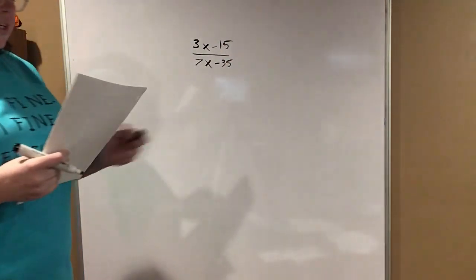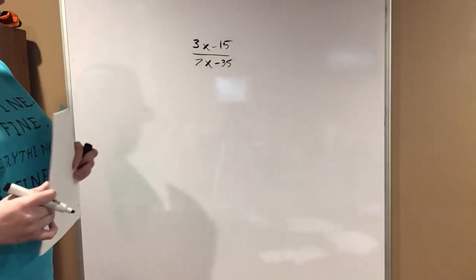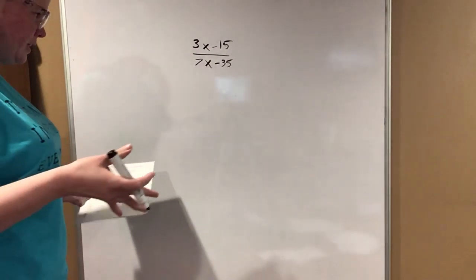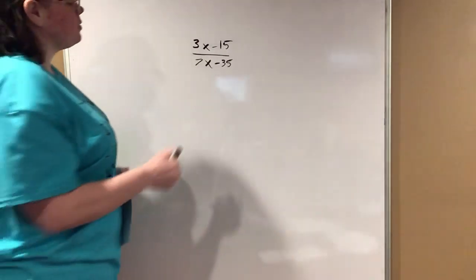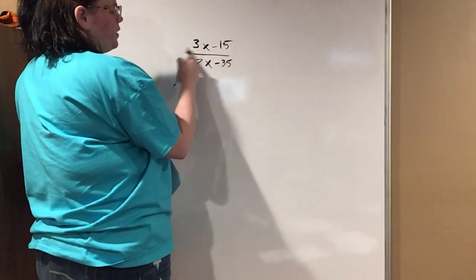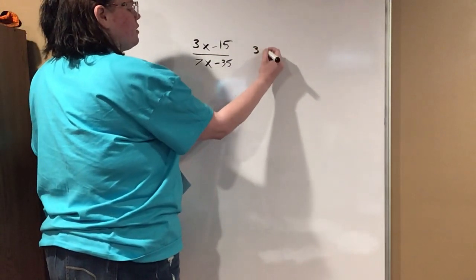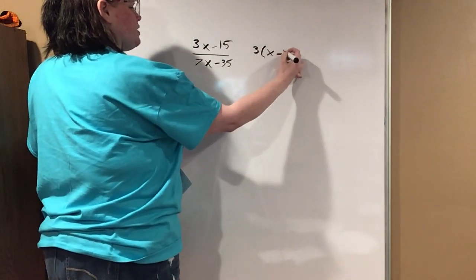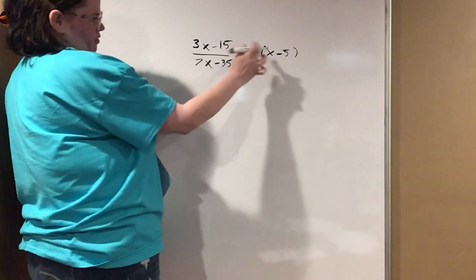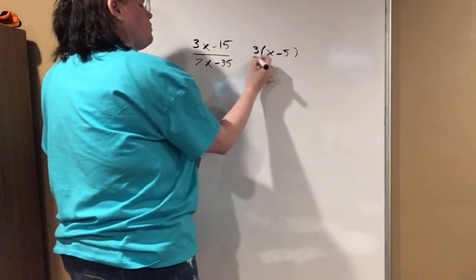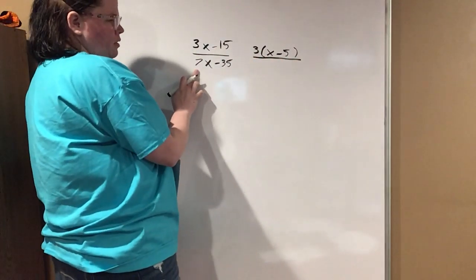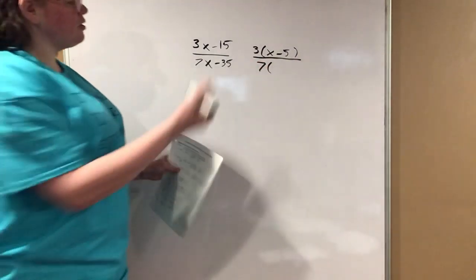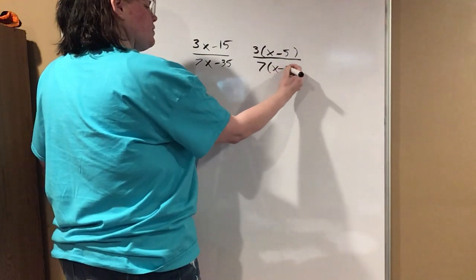Well, we're going to look at these as separate entities. So I'm like, okay, what can I take out of the top? My greatest common factor is a 3. When I do that, I'm left with an x minus 5, because I divided the 3 out of both of those. Well, what can I do on the bottom? On the bottom, I'll take out a 7, and then I'm also left with an x minus 5.